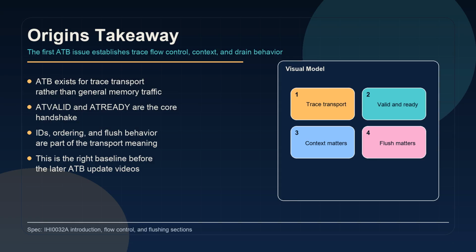The origins takeaway is that ATB was never meant to be just a raw byte pipe. It is a trace transport with explicit flow control, context, and drain behavior.